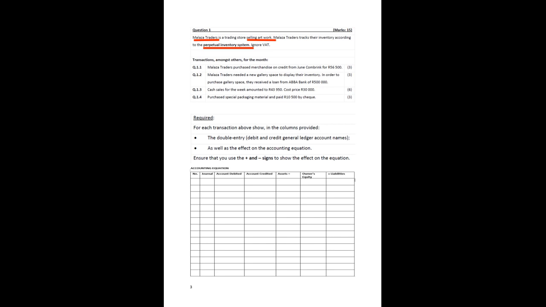Okay, let's analyze this. They say Malaza Traders, remember Malaza is our business. They say we bought merchandise. This is very much important. We bought merchandise. And how did we buy the merchandise? We bought it on credit. So this must give us the two accounts. What do you think are the two accounts in this case? By looking at the merchandise and at how you bought, what do you think will be the two accounts involved?